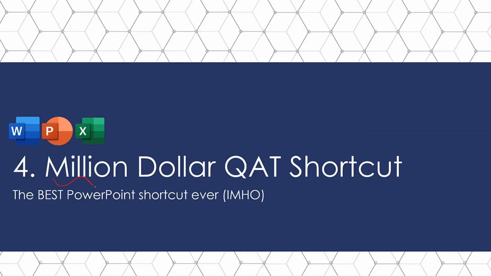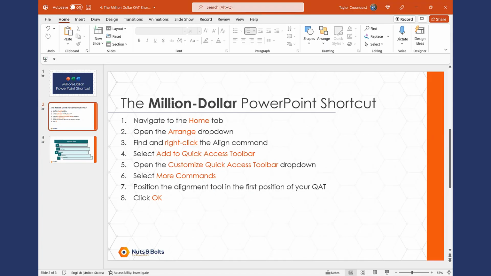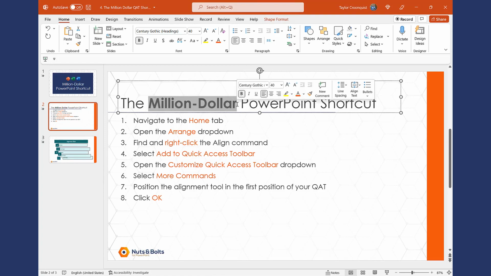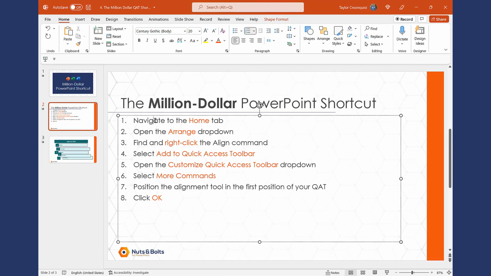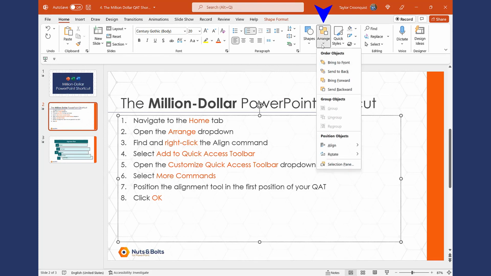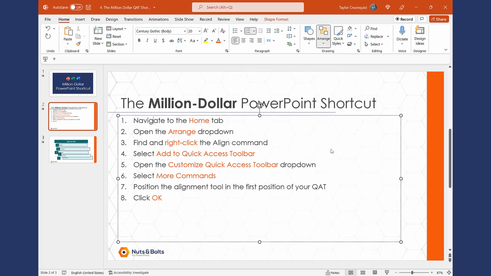Next, I'm going to show you how to set up the $1 million QAT PowerPoint shortcut, which is the best PowerPoint shortcut in my humble opinion. So here in PowerPoint, let's set up the $1 million PowerPoint shortcut, and then I'll demo how to use it again. So first, come to the Home tab, come and find the Arrange dropdown, and select or right-click Align, and select Add to Quick Access Toolbar.